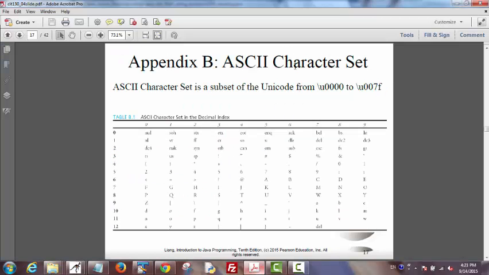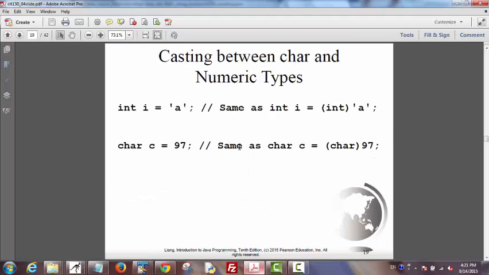Okay, so the ASCII character set, again, is just a convention that maps all of the characters on the keyboard to numbers that programs can use. Like I said, int i = 'A' is perfectly fine because it will save into i the ASCII code for A. And char c = 97 is the same as typecasting an integer to a character.